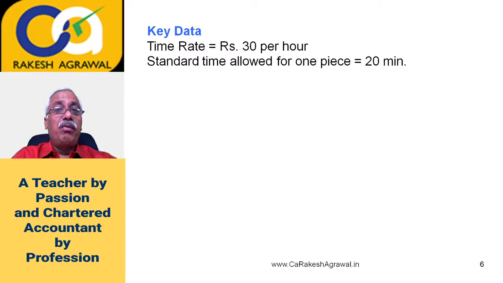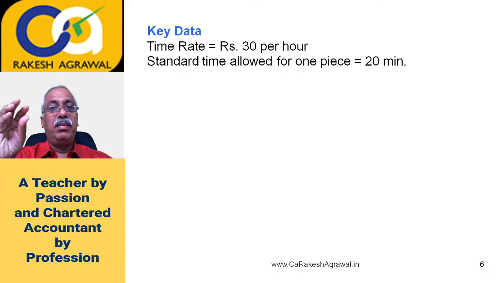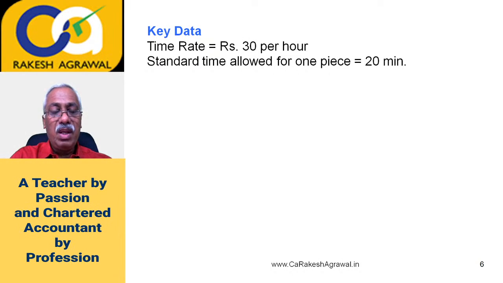Standard time allowed for one piece is 20 minutes. It means we allow the worker 20 minutes to manufacture one piece or 1 unit of finished product, 1 unit of output. So this standard time is set by the management using time and motion study, if you can recall. So using that time and motion study, they have set the standard time allowed to produce one piece as 20 minutes. So please remember or write down that standard time for one piece is 20 minutes. Time rate is rupees 30 per hour.